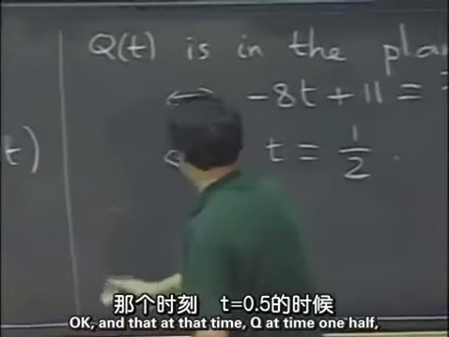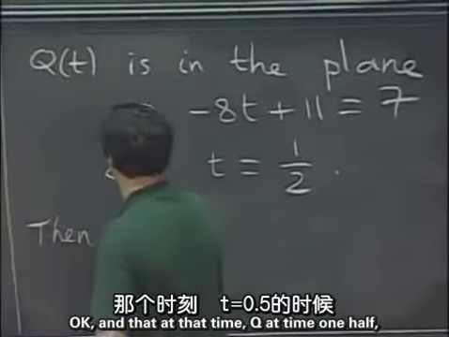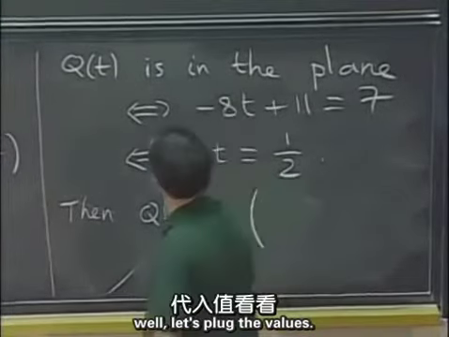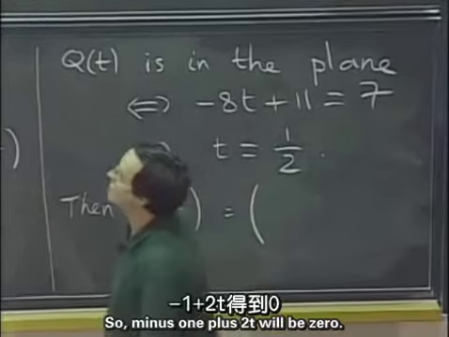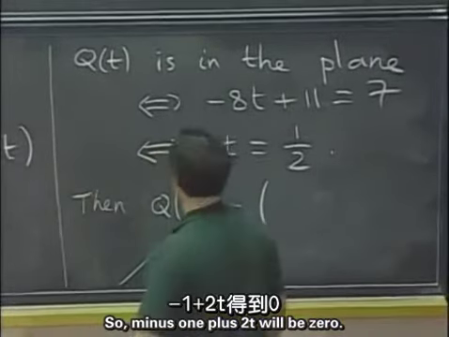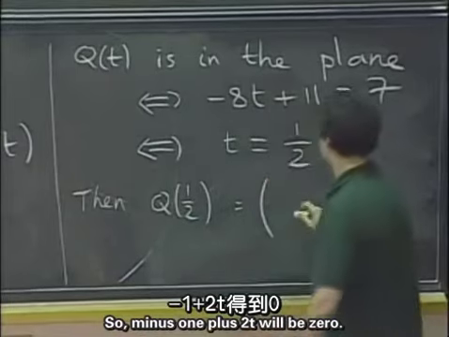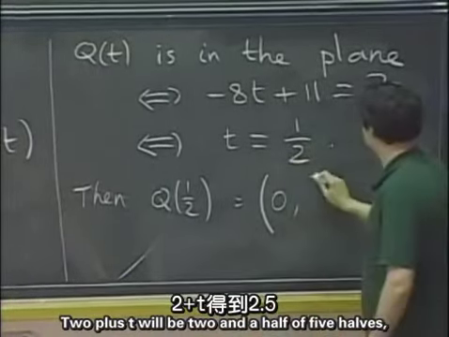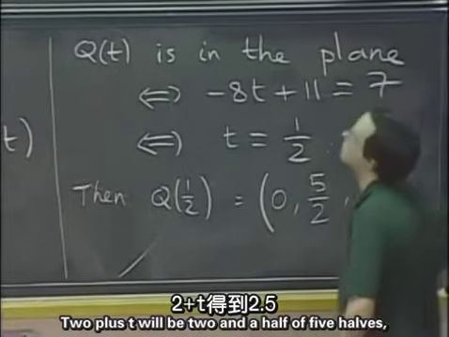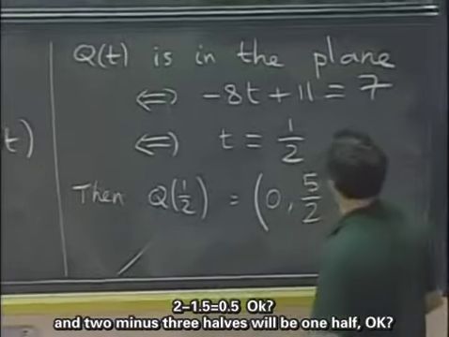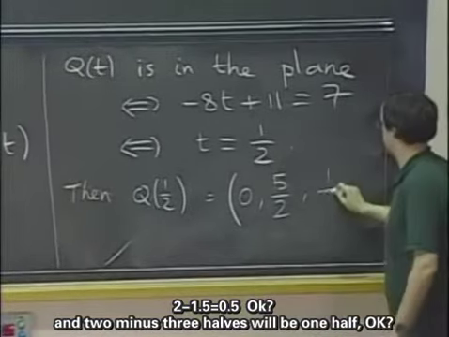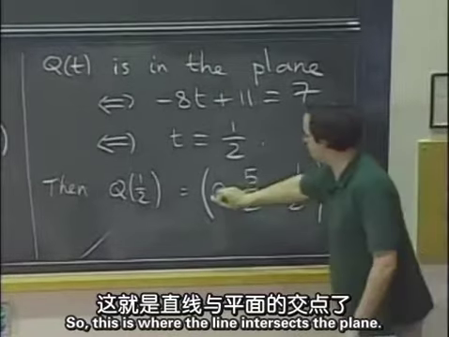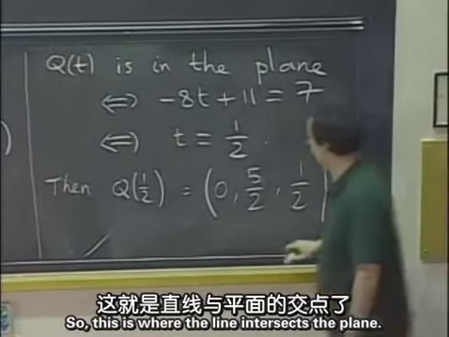Okay. And then at that time, Q at time 1/2, well, let's plug the values. So -1 + 2t will be 0. 2 + t will be 2 1/2, or 5/2. And 2 - 3/2 will be 1/2. Okay? So this is where the line intersects the plane.